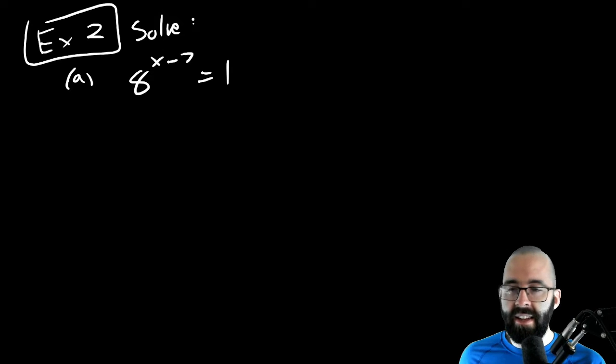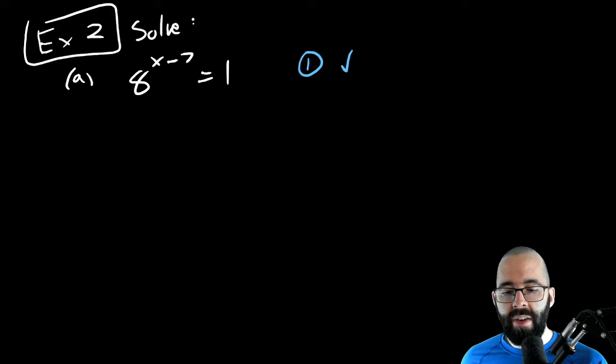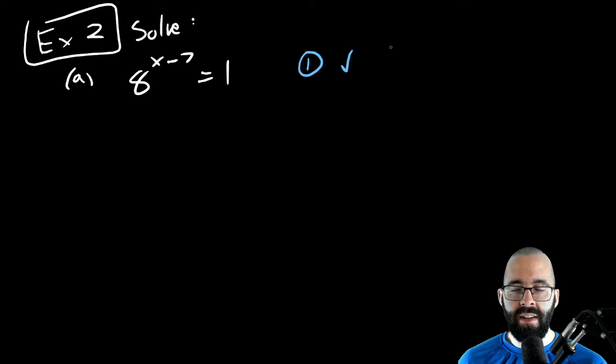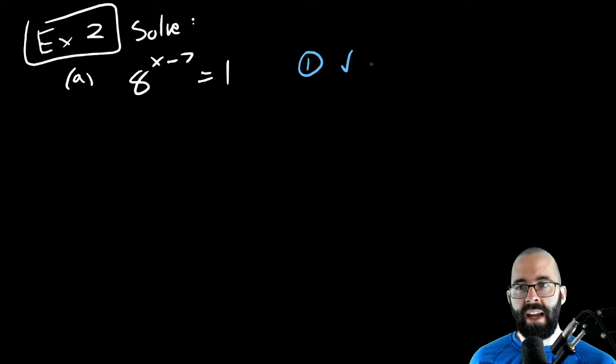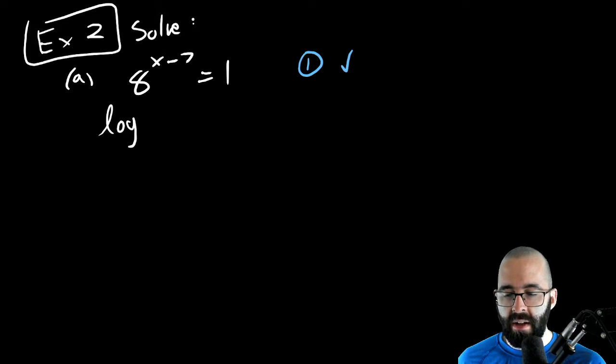The method says get the exponential function by itself. Well, the exponential function is already by itself. The exponential function is 8 raised to the x minus 7. We're going to undo it by logging both sides. There's infinitely many options for what logarithm to use. Let's use the one with the same base.